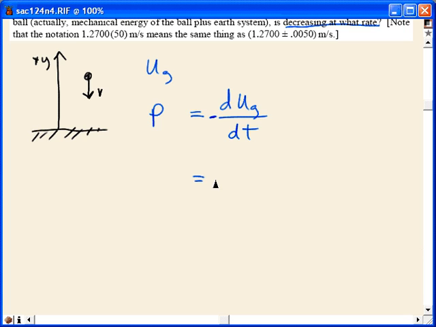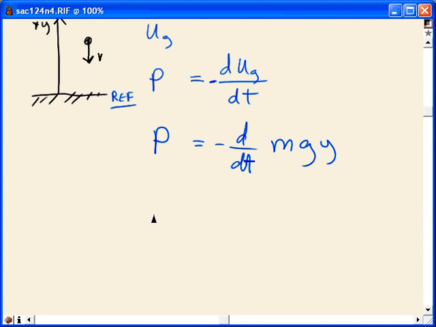Now, that's just going to be the negative of the derivative with respect to time of the gravitational potential energy, which is just mgy, if I use this, for instance, as a reference level. It doesn't actually matter what I use as a reference level, as long as I recognize that there is one established, because I'm just finding out how fast it's changing. I don't seem to care about what the value is.